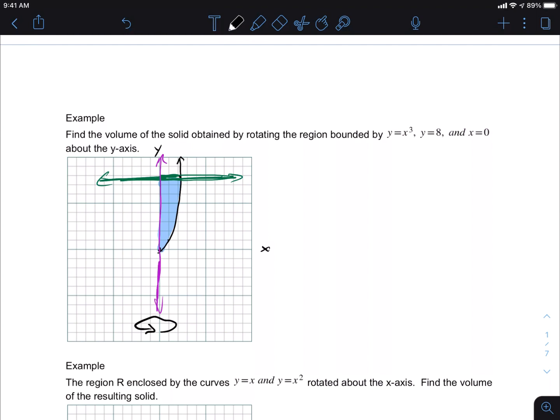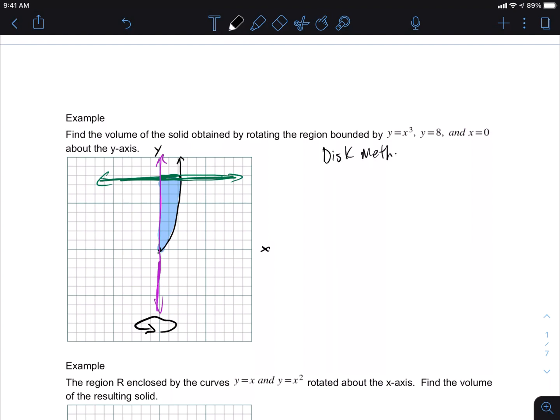And for fun, I'm going to do this one so that it is a disk method again. So I want to show you something. I'm going to rotate, since I'm rotating about y, is there a gap to that purple line? No. There's no gap to the purple line. Since there's not a gap to the purple line, this is again a disk method. Does that make sense to everyone?